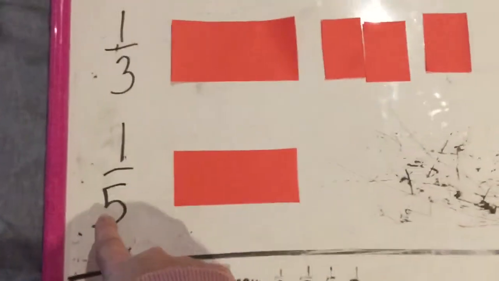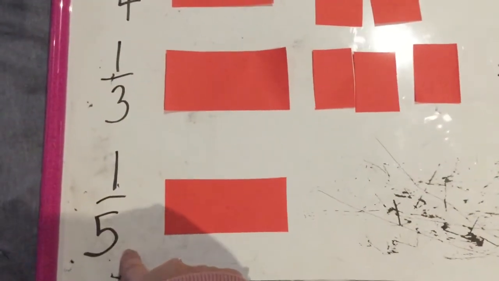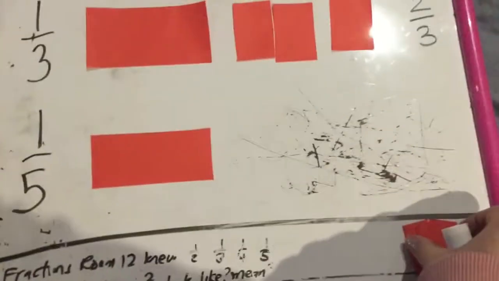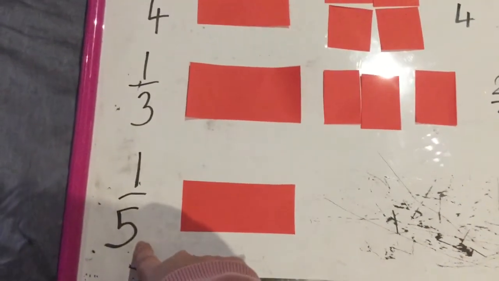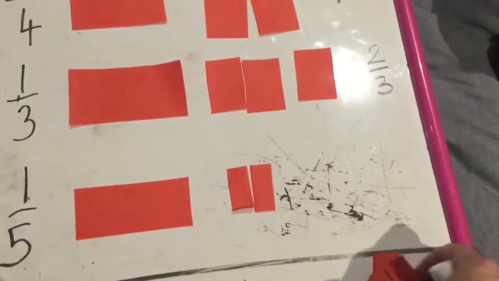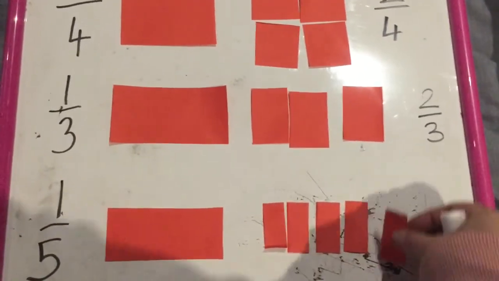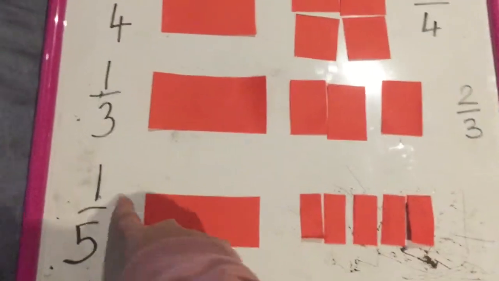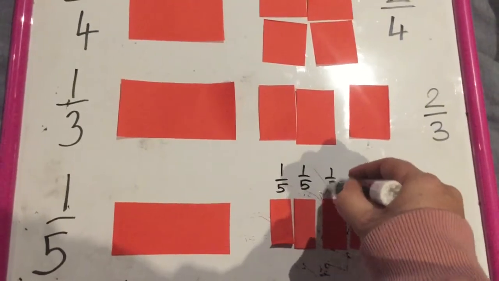Okay, and our last one down here, we have 1/5. So I need to make my whole rectangle into fifths. Remember, like all of these, they all are the same size. So how many bits do I need to cut my one rectangle into? Look at the bottom number, 5. So 1, 2, 3, 4, 5. Okay, so I had 5 parts, and each one is 1/5, 1/5, 1/5.